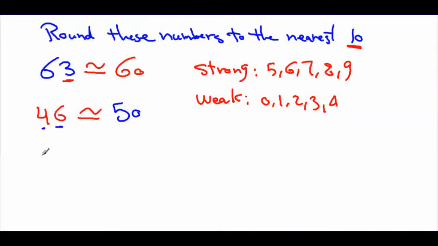And another example here, like 85. I will look at the units. When I round to the nearest 10, I look at the units. 5 is from the strong numbers, so it will be the next multiple of 10. After 80 is 90. So 85 rounded to the nearest 10 is 90.